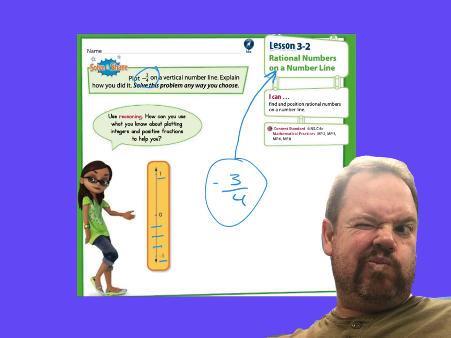So as I'm looking down, I have the negative side of 0, then 4 equal spaces. So it'll be negative 1/4, 2/4, 3/4, 4/4, which would be 1 whole. So if we need to mark negative 3/4, I would go down 1, 2, and here is negative 3/4.